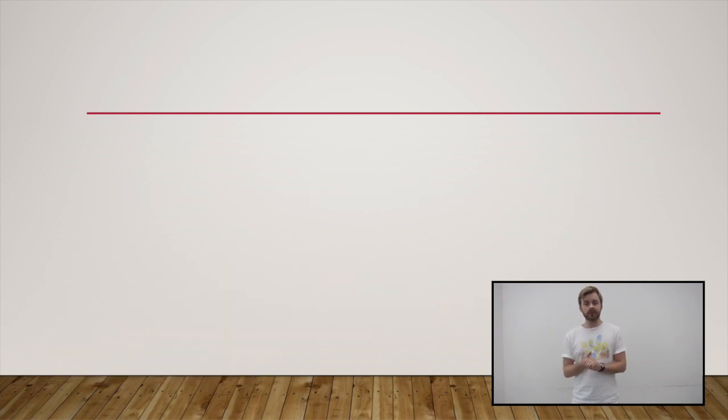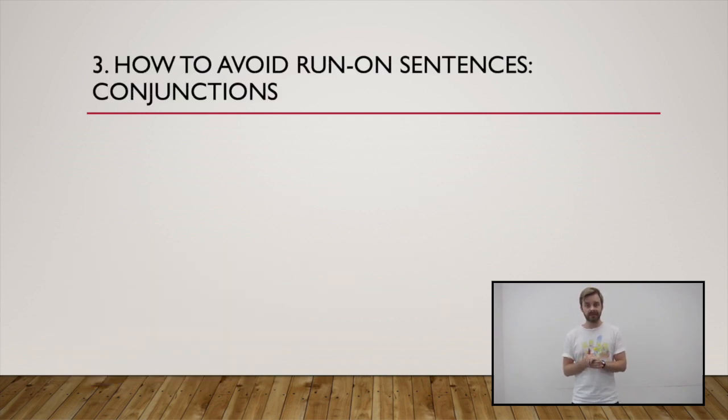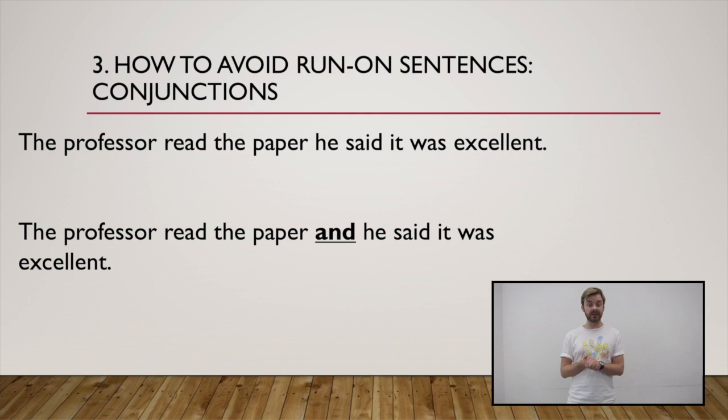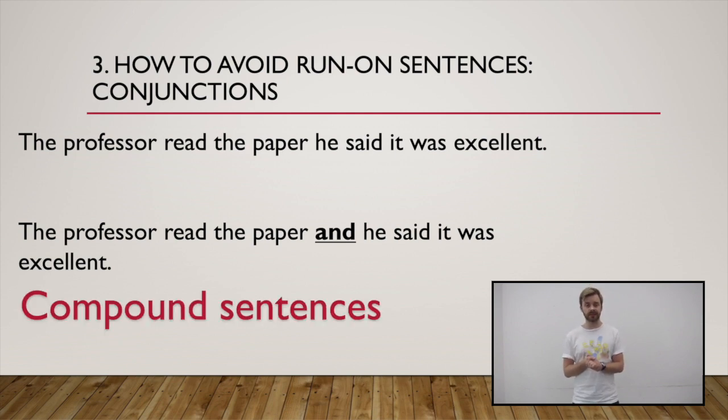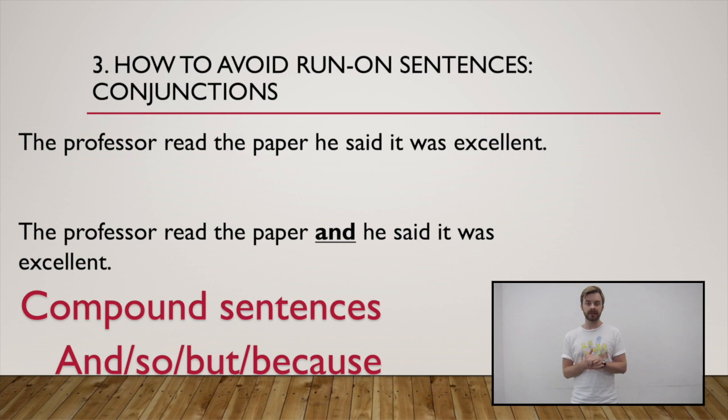How to avoid run-on sentences. You can join the two ideas together with a conjunction. Two complete ideas with conjunctions are called compound sentences. You can make compound sentences with conjunctions such as and, but, so, and because.